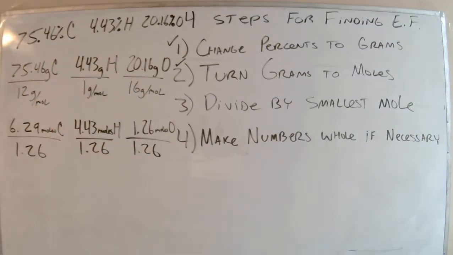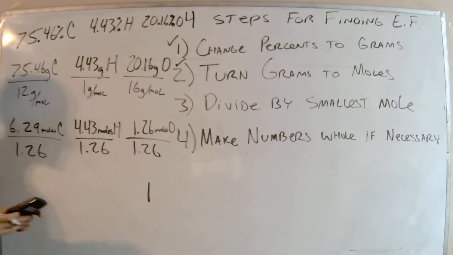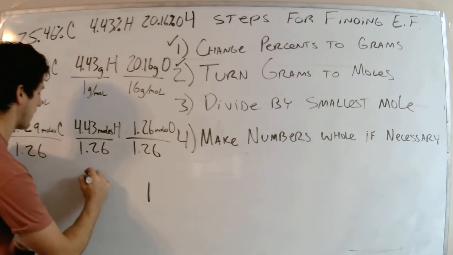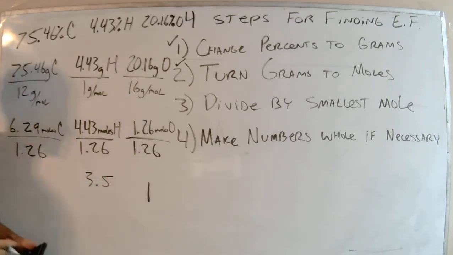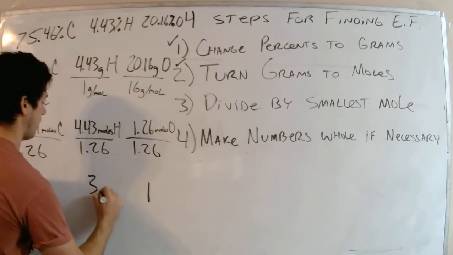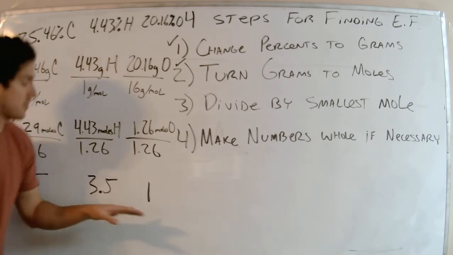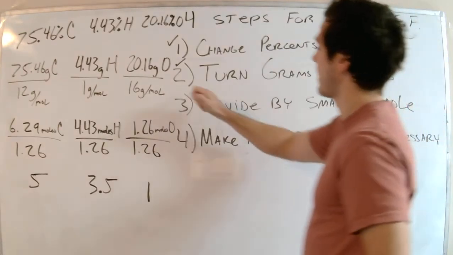And I should get 3 numbers here. We know this one's going to be 1, and that'll be 1 oxygen. I'll take 4.43 divided by 1.26, and I'll get somewhere around 3.5. Okay, let me erase that so it kind of reflects the 1 a little bit better. And then I'll take 6.29 divided by 1.26, and I'll get somewhere pretty dang close to 5. Alright, so I got 5, 3.5, and 1. Well, step 3 is now done.